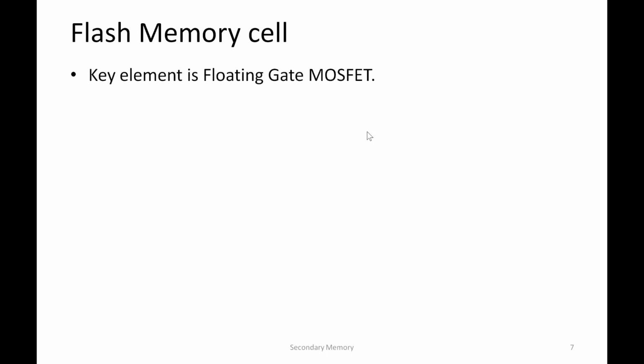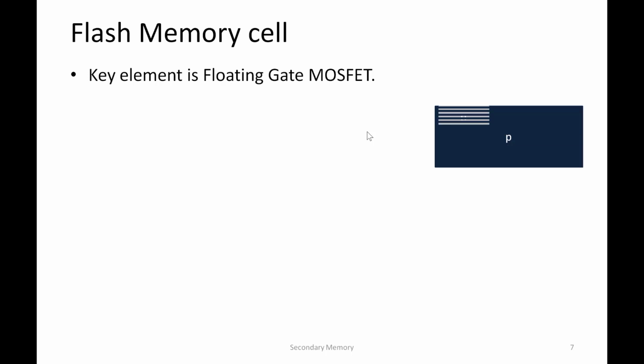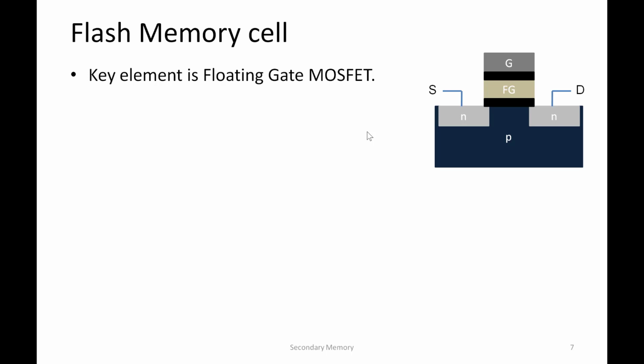So if you look at one particular flash memory cell, the key element is floating gate MOSFET. So we have the typical NPN MOSFET. Don't worry if you don't completely get what underlying is. This is a typical MOSFET. We have a source terminal, drain terminal, and after an oxide layer, we have the gate terminal. This is the simple MOSFET. But the floating gate MOSFET has a floating gate terminal in between, separated by the oxide layers, silicon dioxide shown in black here.